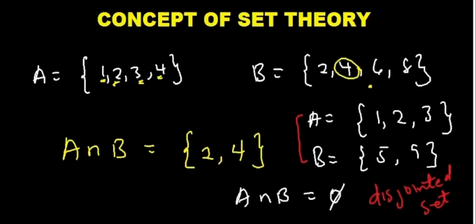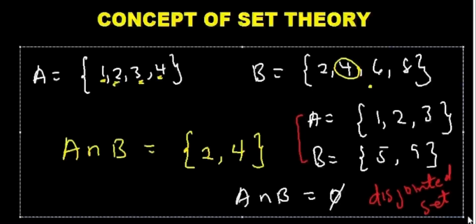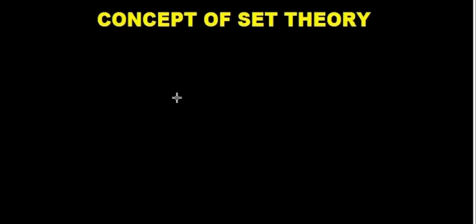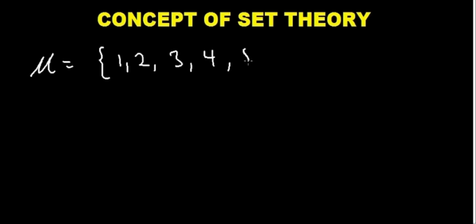Alright, let's check another terminology that we need to know. Very important: complement of a set. What is the complement of a set? The complement of a set is just the elements that are in the universal set that are not in the given set. Let's assume we have a universal set: 1, 2, 3, 4, 5, 6, 7, 8, 9, and 10.